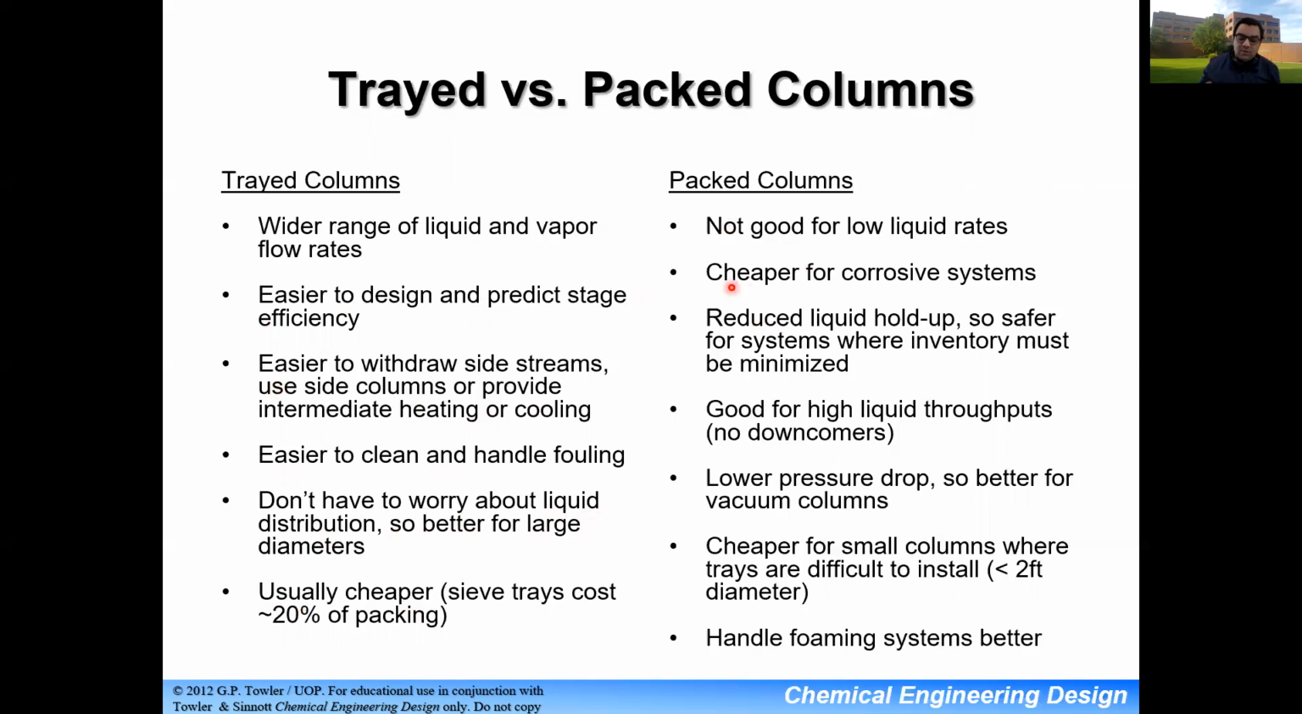You always need to have liquid flowing through them so that all this packing will be covered. It's cheaper for corrosive systems. Reduced liquid holdup, so I have less liquid in this column at all times because liquid is not being retained, unlike the trays. So liquid just flows downwards. So it's safer for the system when our inventory must be minimized. So in cases where the liquid is volatile or there's a safety issue. It's good for high liquid throughputs, similar to the first point. Lower pressure drops, so it's better for vacuum columns, again. Cheaper for smaller columns where trays are difficult to install.